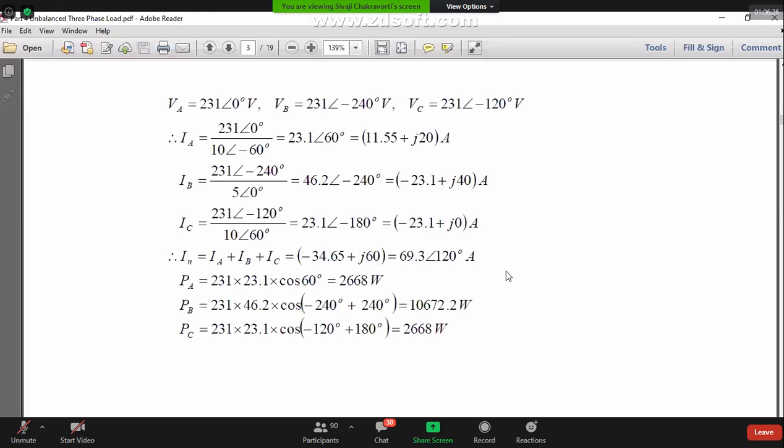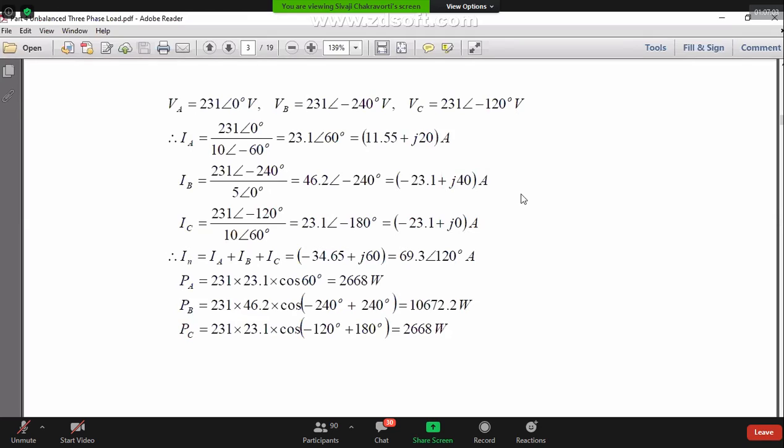So once again, you do V phase by Z phase, you get the current. Then IB, again phase voltage by phase impedance, IC, phase voltage by phase impedance. And then neutral current, you add these three and you see the change. It's almost 70 ampere. What about the power? Active power remains 2668 for A phase. B phase 10672. C phase 2668. So that means power has not changed because the impedance has not changed.